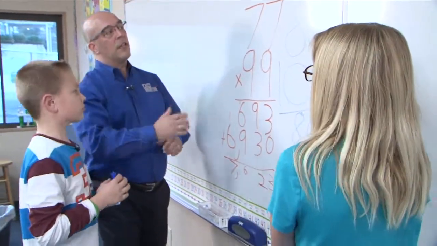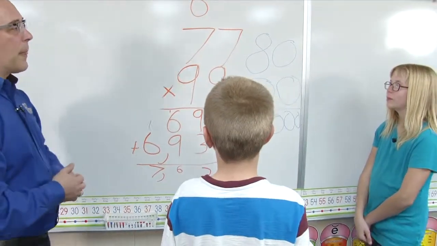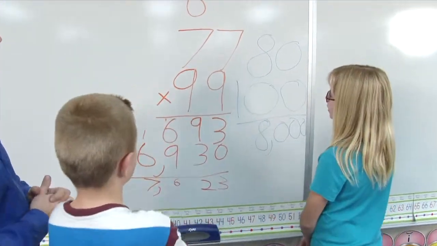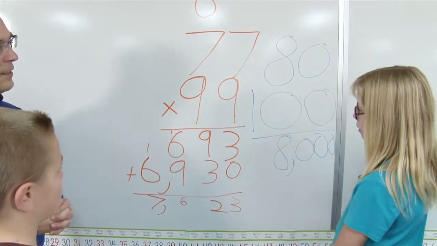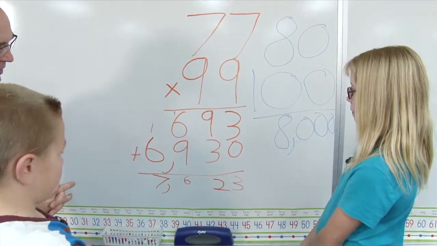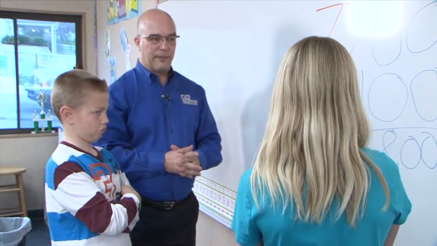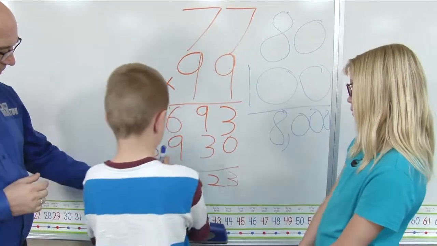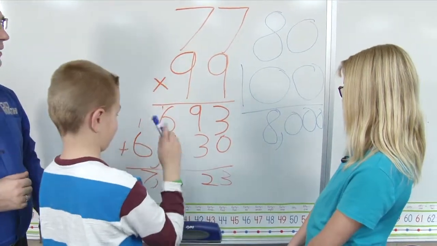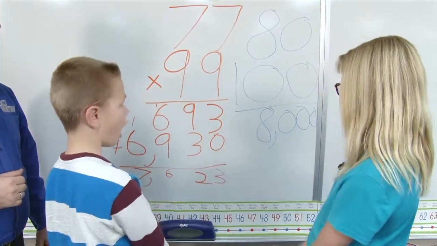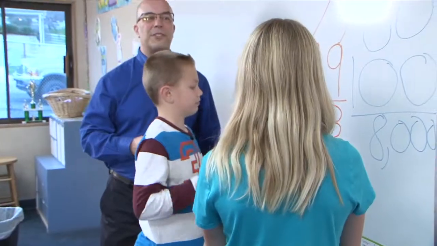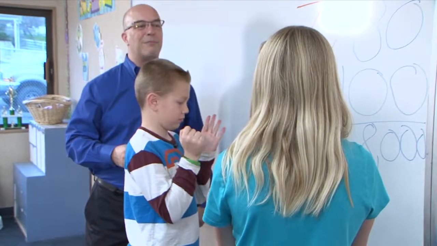Harley, why don't you read the original problem to us? 77 times 99 is... What is the final answer? 7,623. There you go, 7,623. Ryley and Harley, nice job.